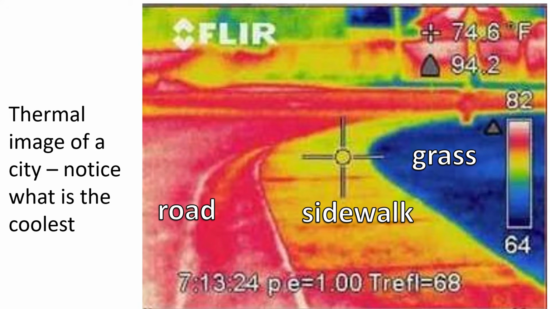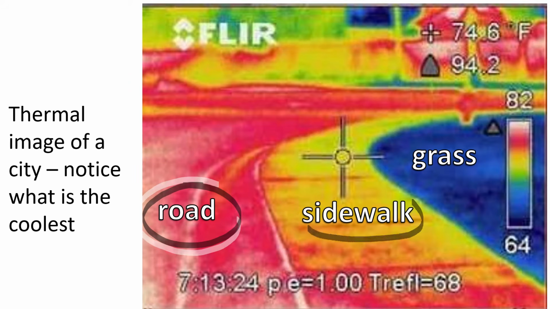Here you can see a thermal image of a road, sidewalk, and grass. And you'll notice here the road is the hottest because the road is black asphalt. Sidewalk is a little bit cooler because it's a white concrete, and the grass is by far the coolest because the sunlight that's hitting the grass is being used for photosynthesis and therefore cannot raise the temperature of the surface.